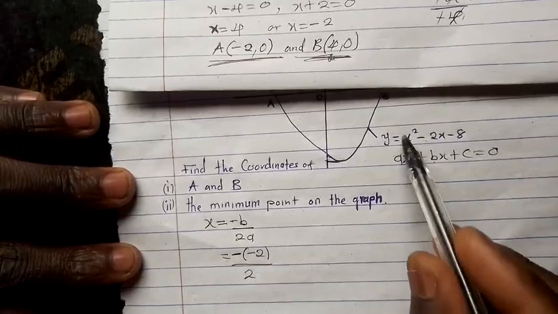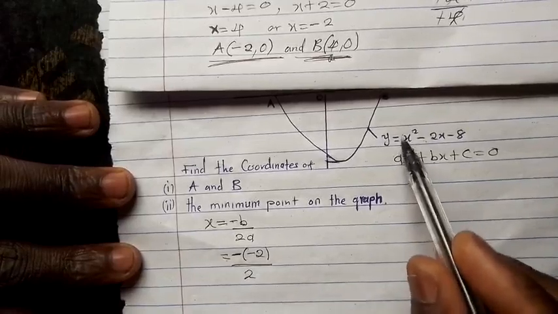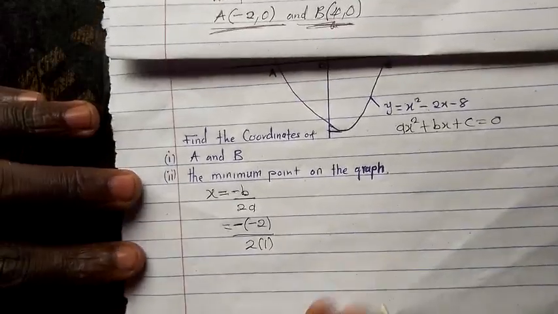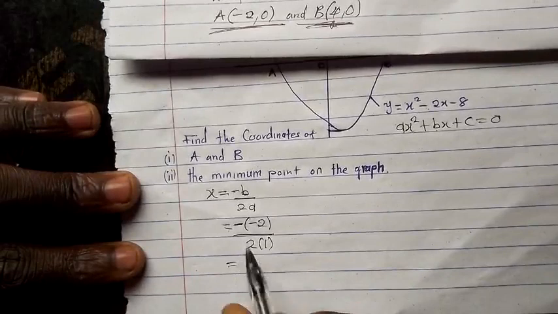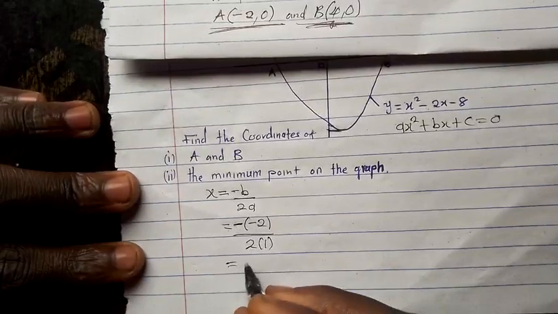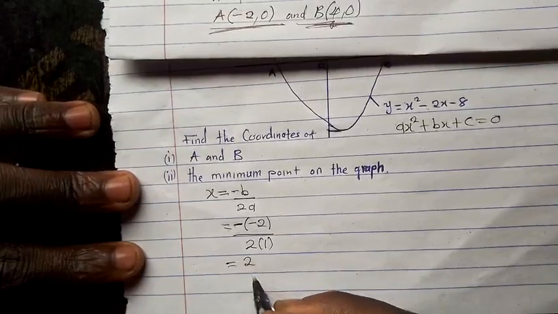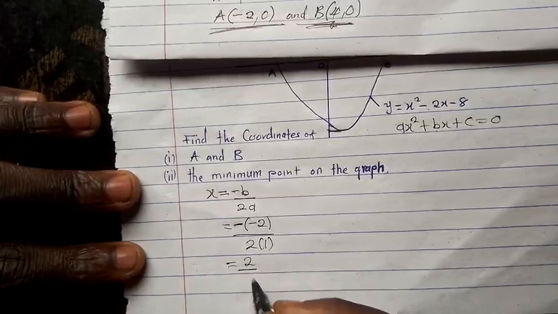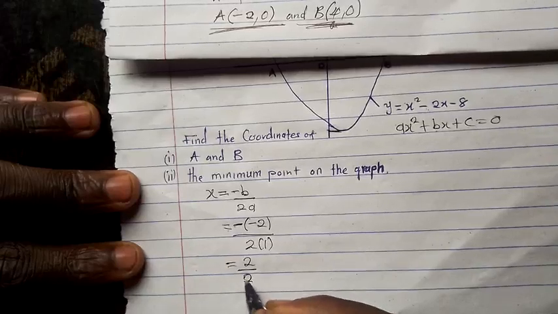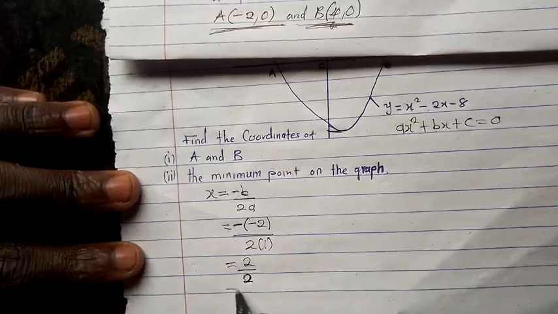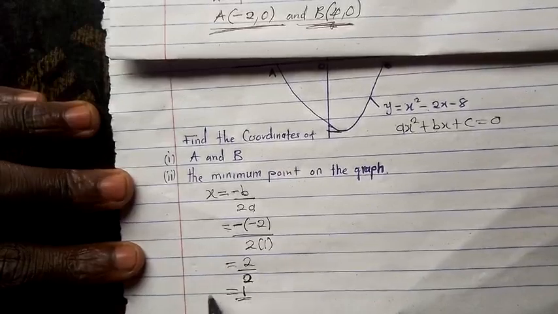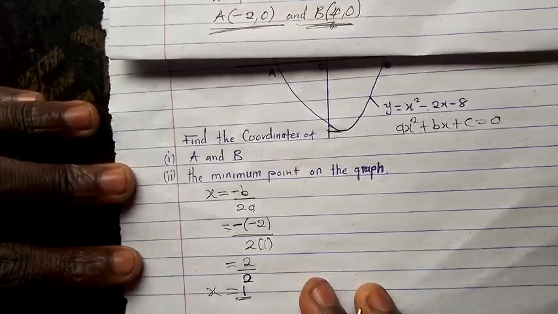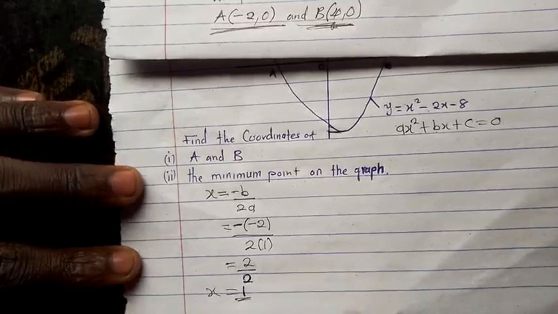Then the value of a here, since a is this one, the value of a is 1. So 2 open bracket, 1. Okay. Then here I'm going to say is equal to negative multiplied by negative, I'm going to get positive. So this one is going to be positive 2. Over 2 multiplied by 1, I'm going to get 2. 2 into 2, I'm going to get 1. So this one is the value of x.